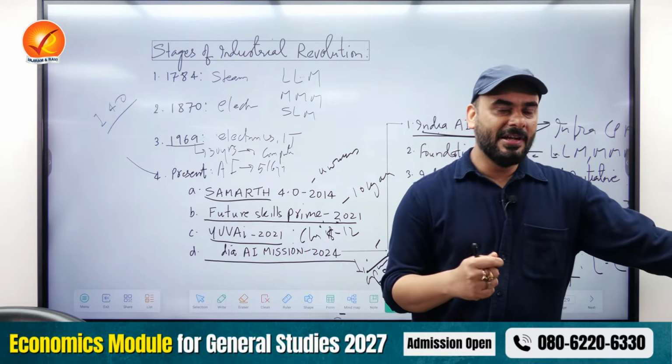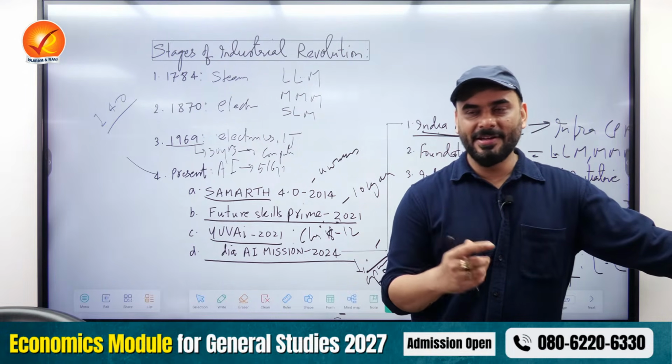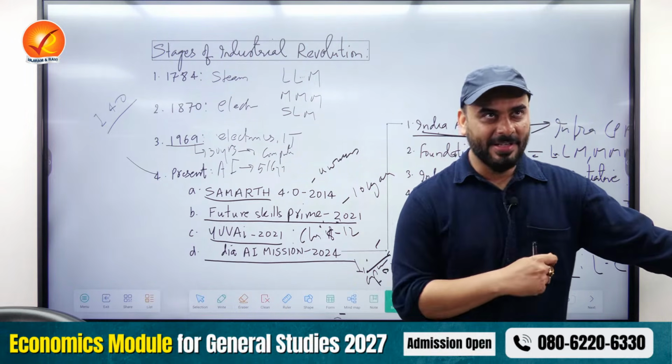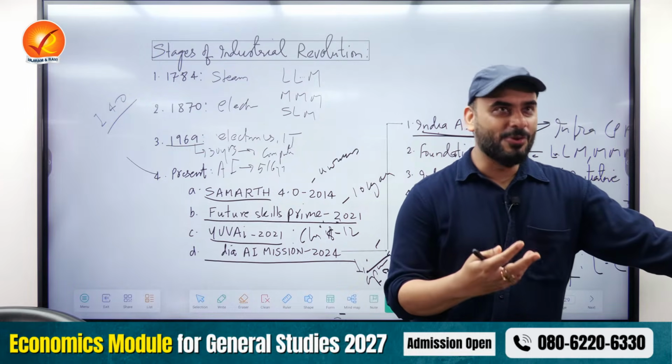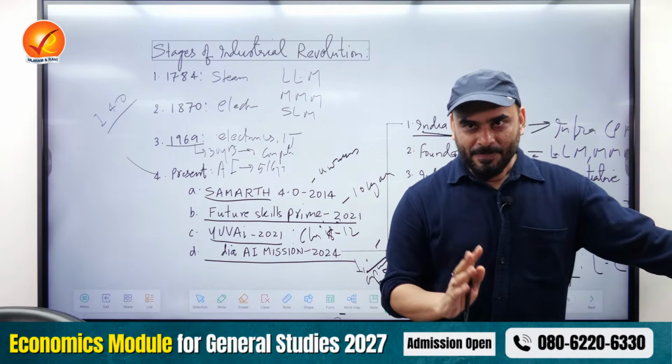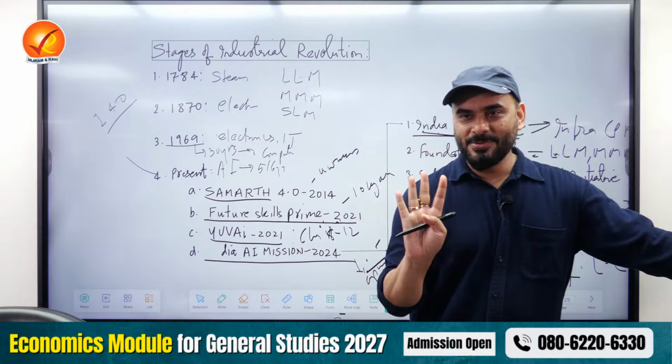And after 1784, in 1870, from where did the industries get their power from? Electricity. And then 1969, electronics. And at present, AI. Under AI, what are the 4 schemes which the government has just launched?